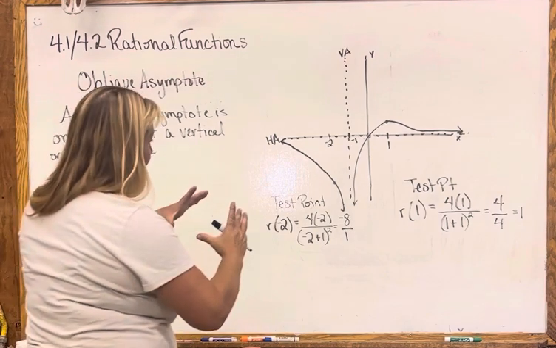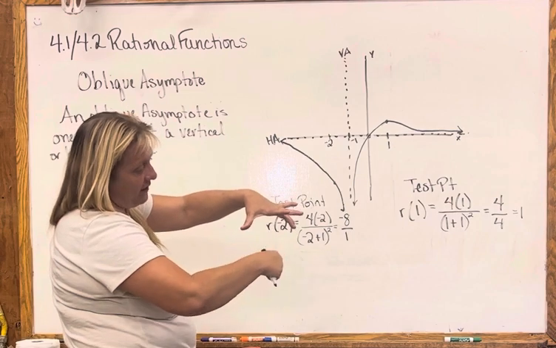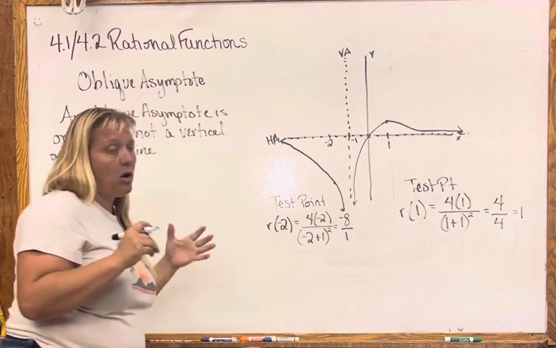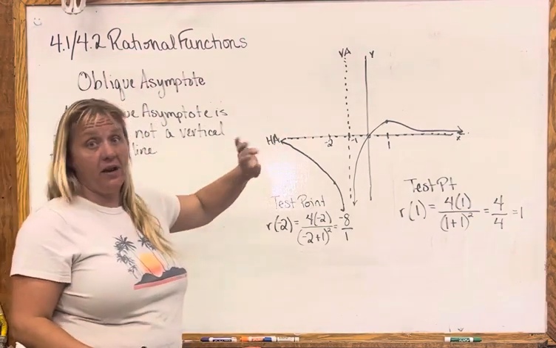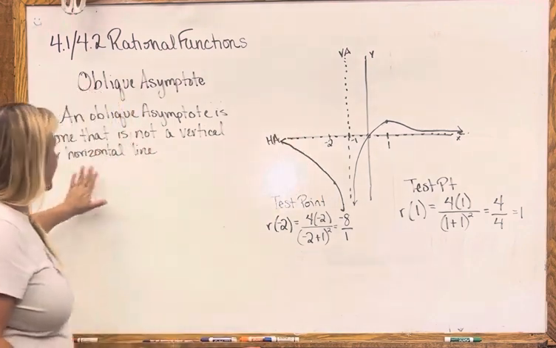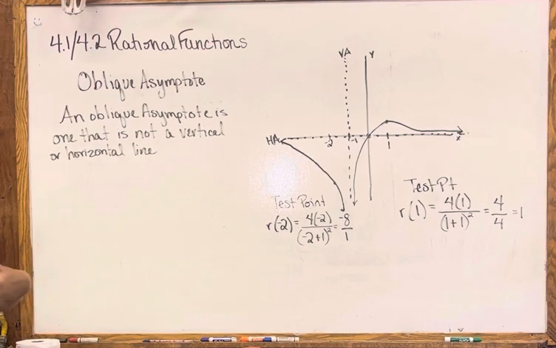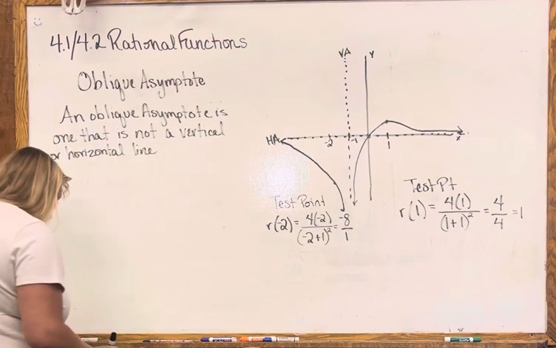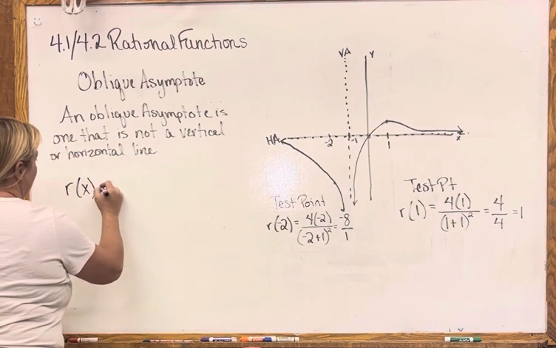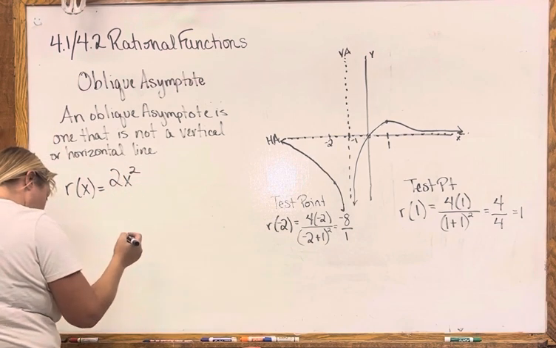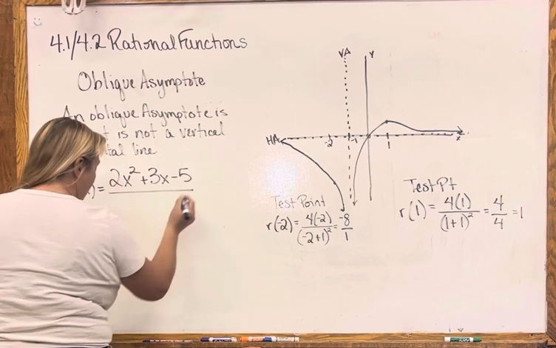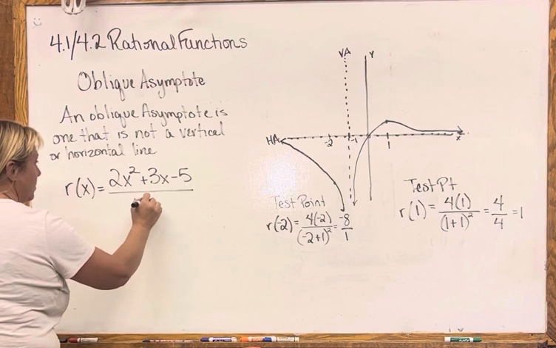An asymptote could actually be a circle, and the graph might fit inside the circle, like a square or something inside a circle. But an oblique asymptote just means it's not normal. We have to figure out what it is, but it's not normal. So we need to first see an example of that so we can see how we're going to graph this. So let's see. The guy that I have here is r of x is 2x squared plus 3x minus 5 all over x plus 2.